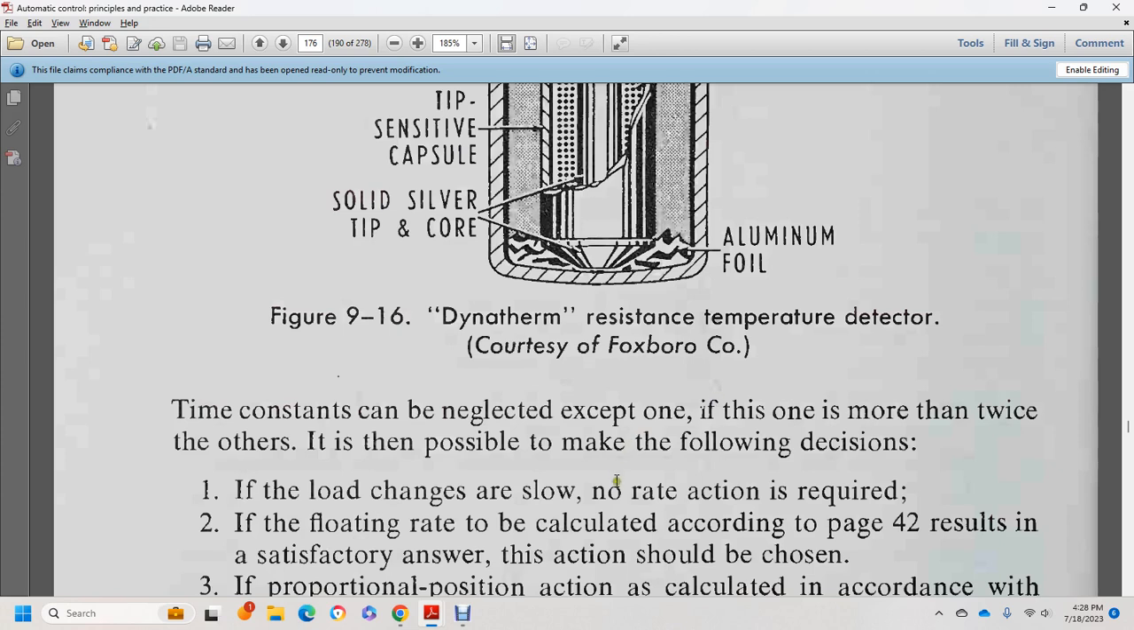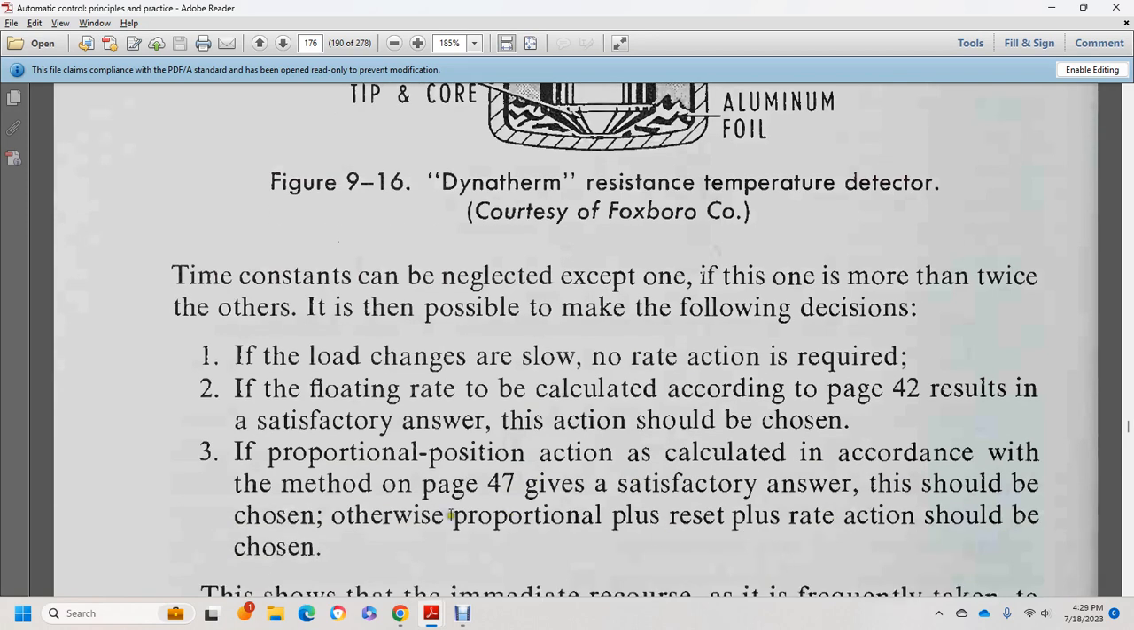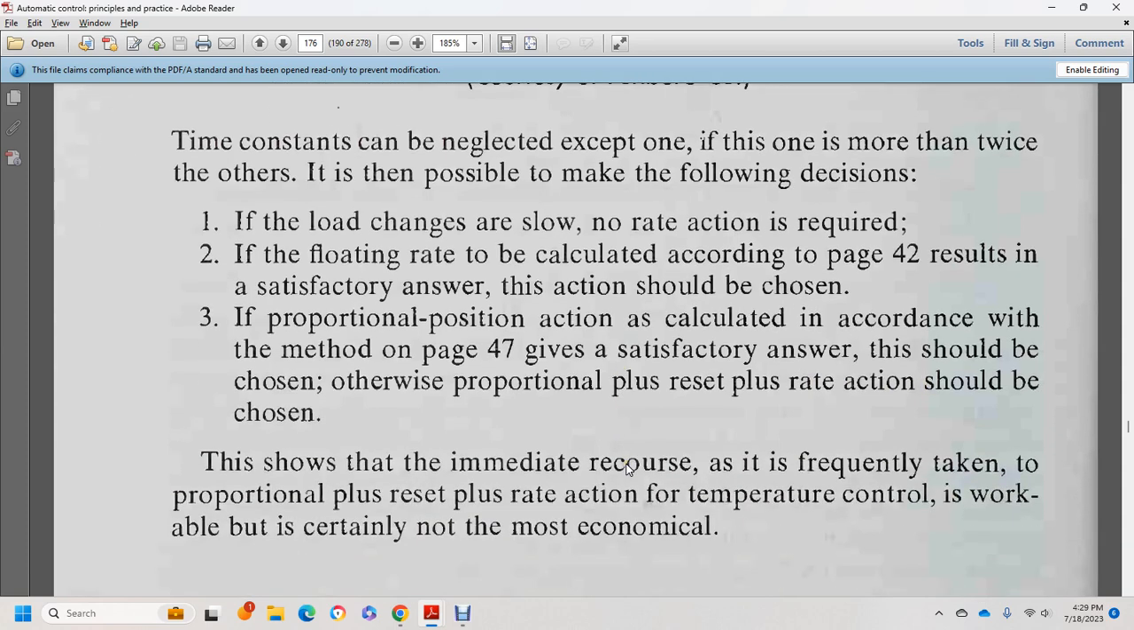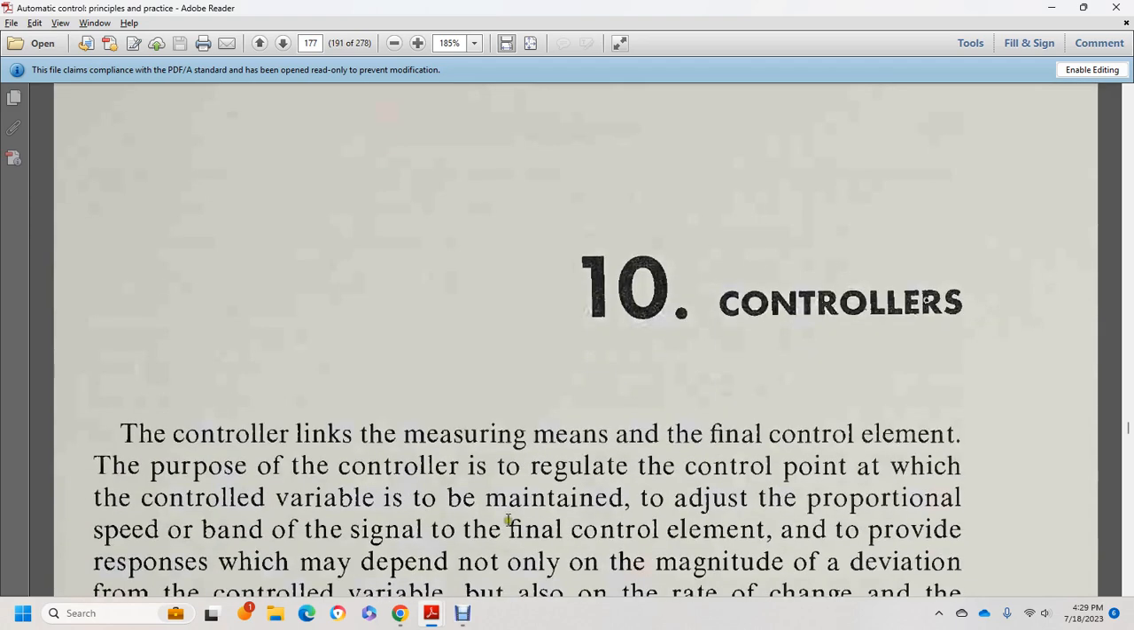If the load changes are small and slow, no rate action is required. The calculated quantity of the rate pays off if the satisfactory action should be chosen. Proportional position action, calculated in accordance with the method on page 47, should be chosen if the answer is satisfactory. Otherwise, proportional plus reset plus rate action should be chosen. This shows that the frequently taken proportional plus reset plus rate action for temperature control is workable, but certainly not the most economical. Chapter 10, Controllers.